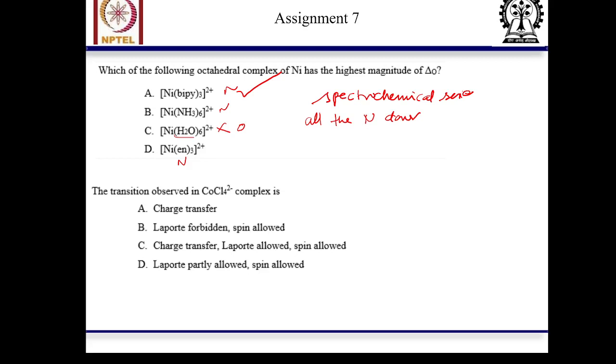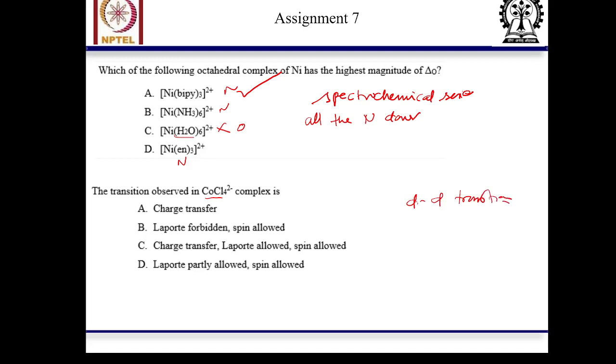The transition observed in CoCl4 2 minus complex is: A, charge transfer; B, Laporte forbidden, spin allowed; C, charge transfer, Laporte allowed, spin allowed; D, Laporte partly allowed and spin allowed. I think this we have already discussed. So again, here the metal is in an ordinary oxidation state, so there is no kind of charge transfer between the metal and chloride in CoCl4 2 minus. It is purely coming from the d-d transition.